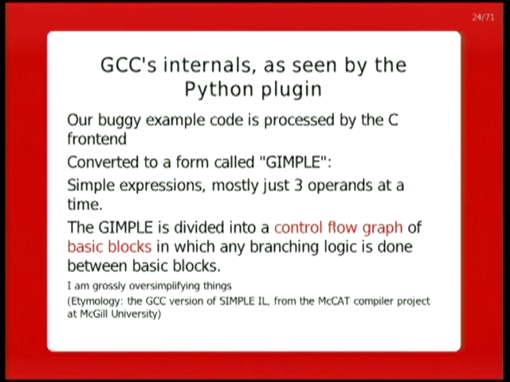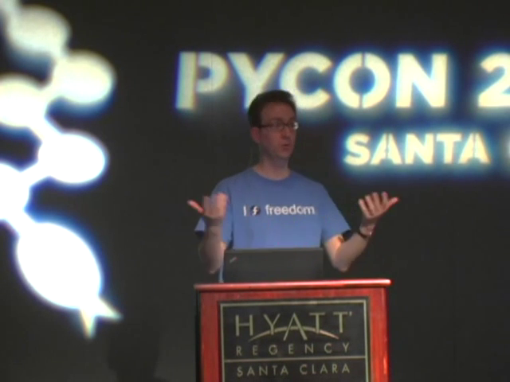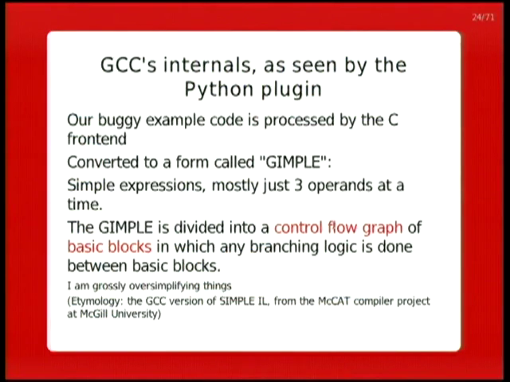So let's talk about what GCC's internals look like from Python. If you remember the buggy C code that I began with, it goes into GCC and is compiled, and the characters of the source code get turned into a tree-like representation that then gets turned into a representation called GIMPLE, for historical reasons. This is a very simplified set of expressions, and it creates what's called a control flow graph containing statements in this simplified representation, with edges connecting them, expressing the control flow within the function. This is basically compiler 101, and hopefully I'm not grossly oversimplifying things, but that's what's going on.